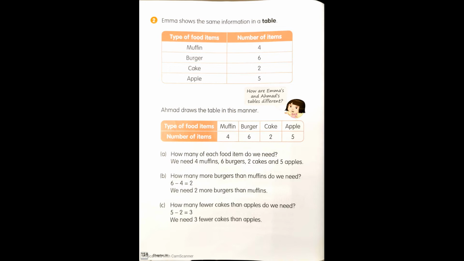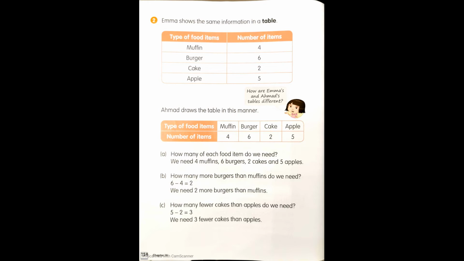So for the answer for this one, if we go back to page 158, how many more burgers than muffins now? There it is, there's 2. Yes, because when you circle the 4 burgers with 4 muffins, you had 2 burgers left out, and those were the answer, 2. You see? Very good. Now look at C.